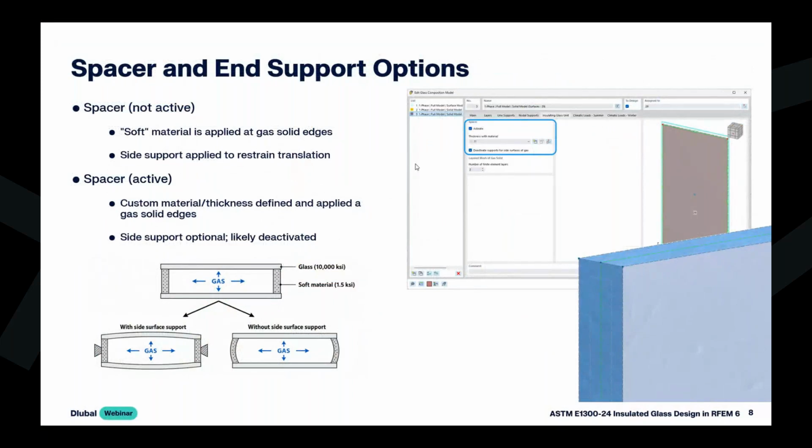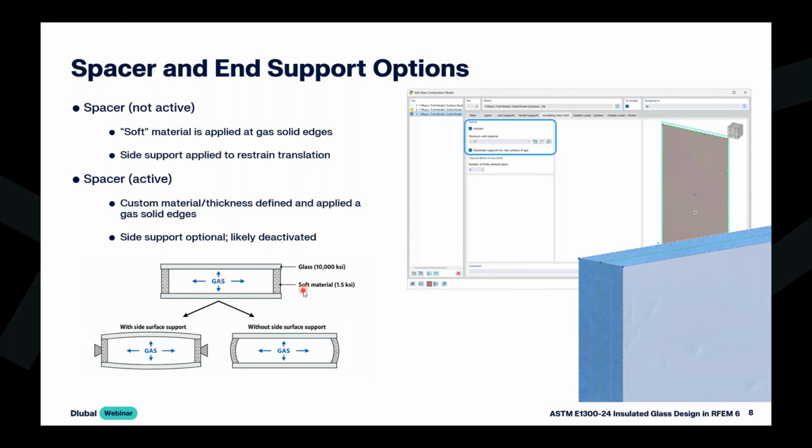This dialog box allows us to not activate any spacer. And in that case, what you'll see here is, if we're looking at a plan view of our gas solid, we have our gas solid, and on either side for our boundary edges, we will have our glass solids. The glass is going to be a pretty high stiffness, something like 10,000 KSI. Well, internally in the program, we have to close off the other boundary edges of this gas solid.